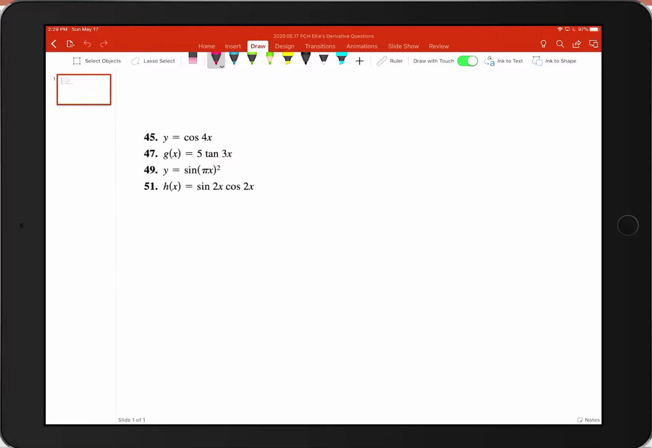we're looking at. So looking at number 45 here, if y equals cosine 4x, I like using the parentheses to remind myself which one's the inside function and which one's the outside function. And then I'm going to find dy over dx, which I could also call y prime or even f prime of x. All these notations mean the same thing.